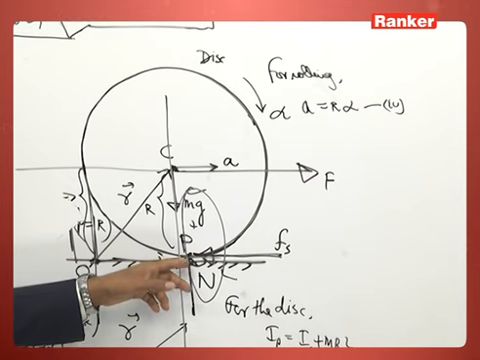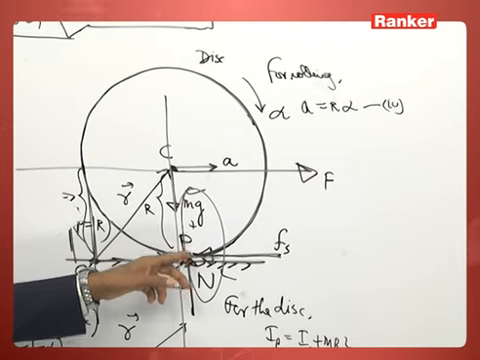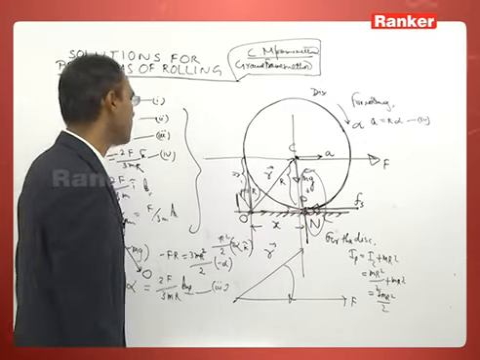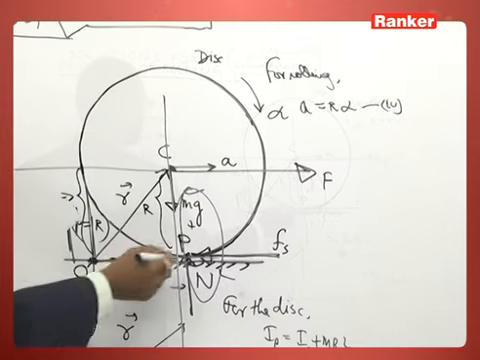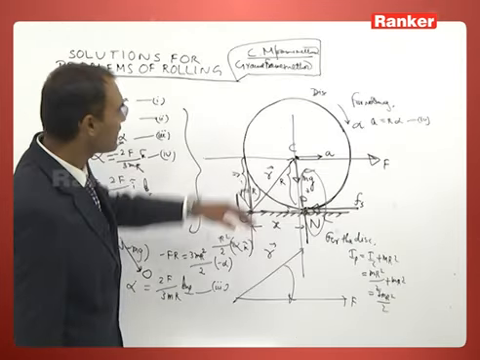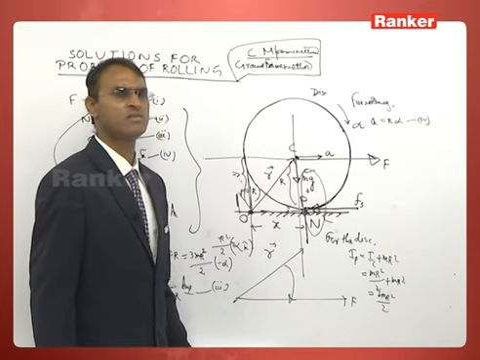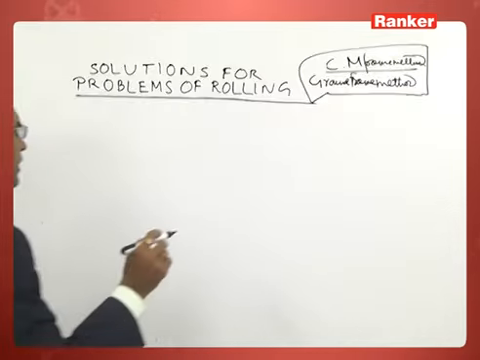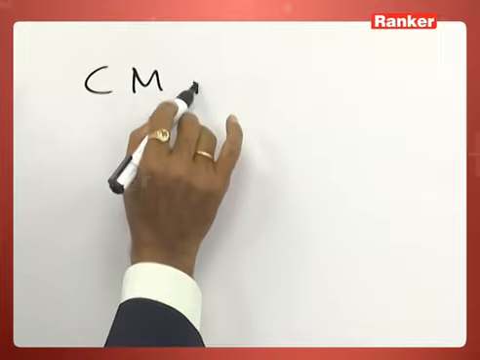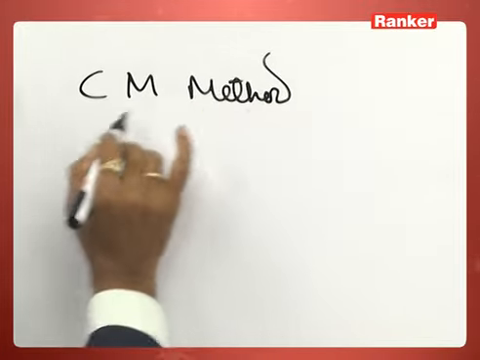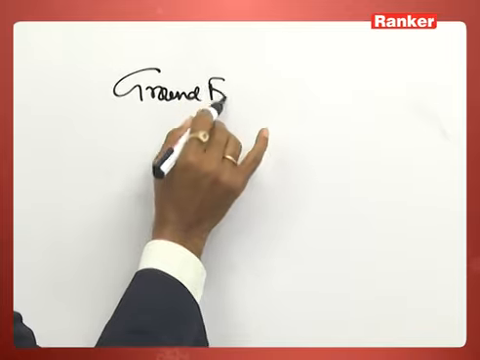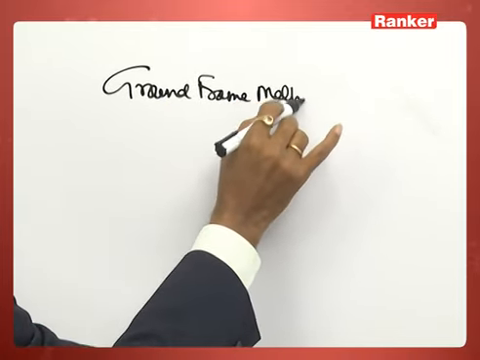One point will be with the ground, another point will be with the rolling body. These two points may coincide, but they are totally different points. So it is better to take a point other than this point on the ground for the sake of clarity. In both the methods, you have different torques. Let us compare both methods: the center of mass method and the ground frame method.